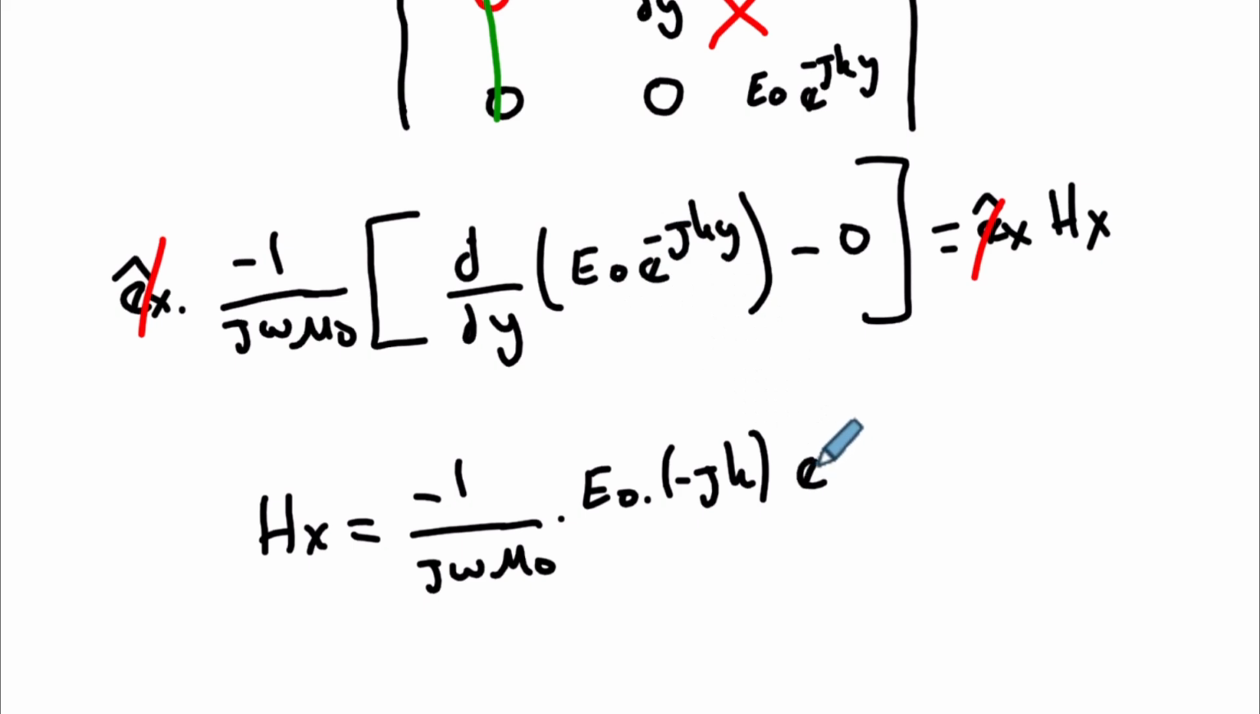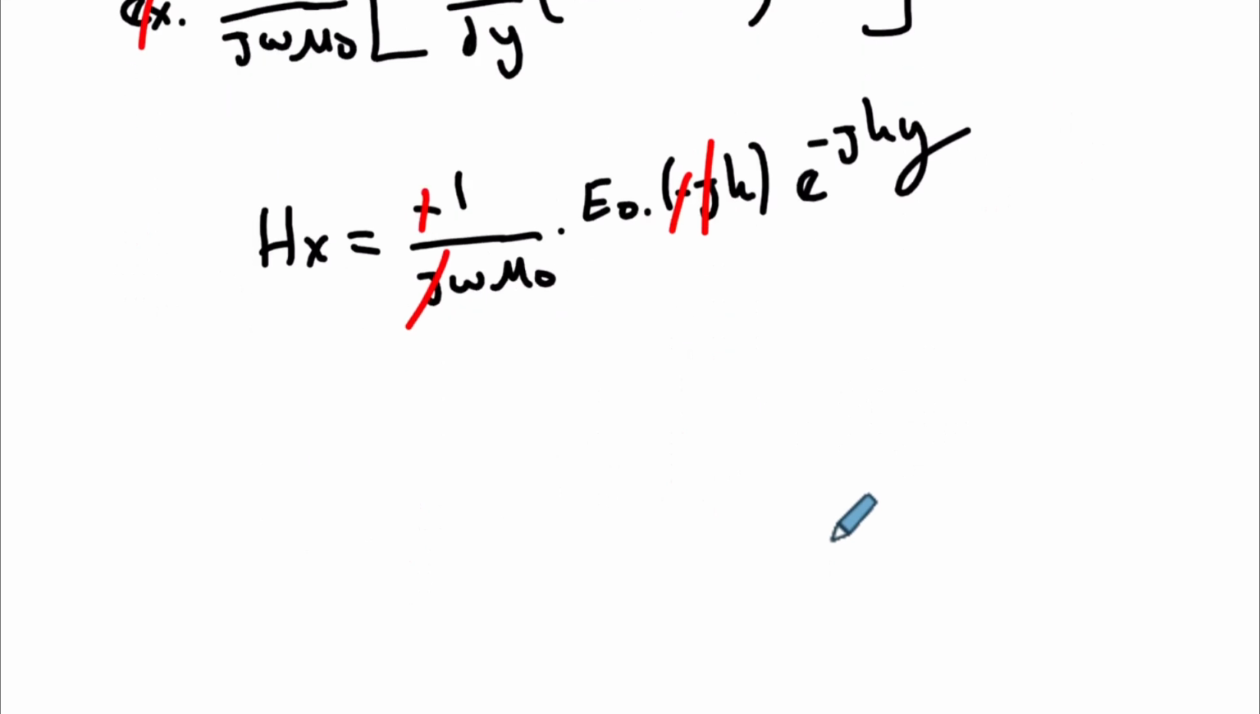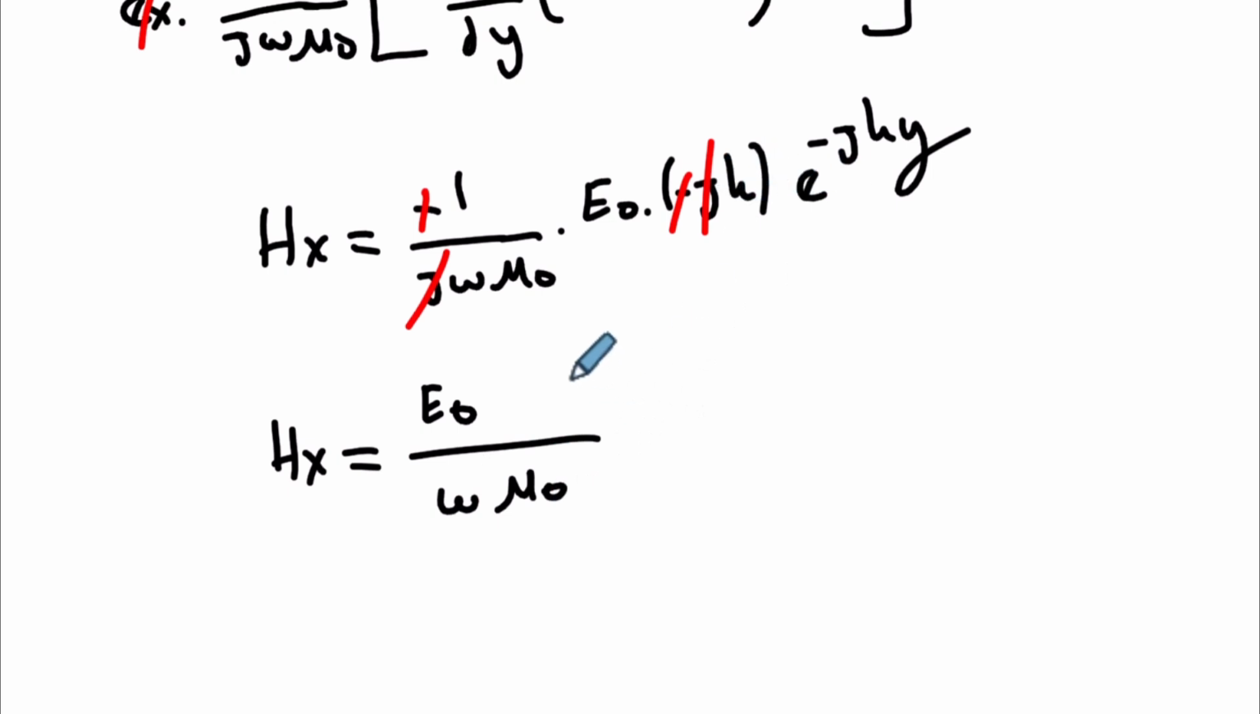What is hx, friends? E0 divided by omega nu 0, from here k came. I say there is an e to the power of minus jky combination. Normally this can be continued a bit like this, friends. The k here is equal to omega times the square root of epsilon nu 0.